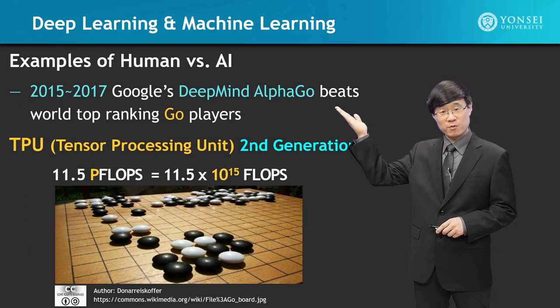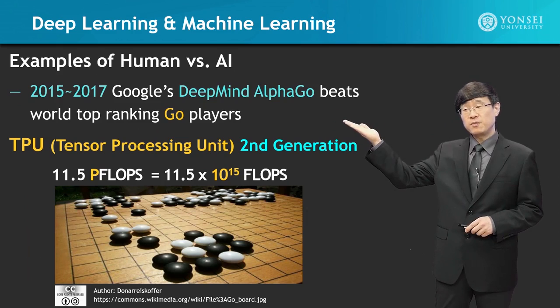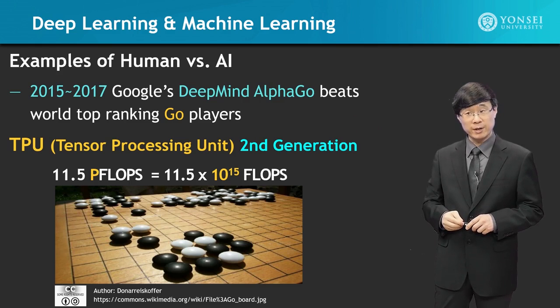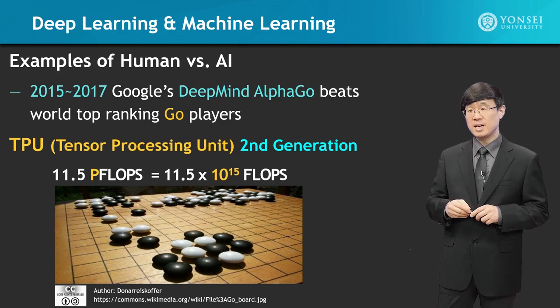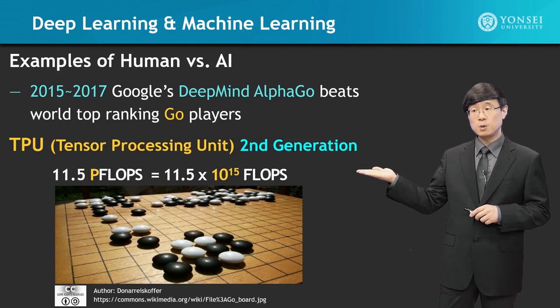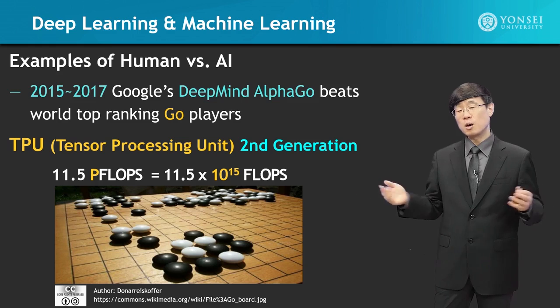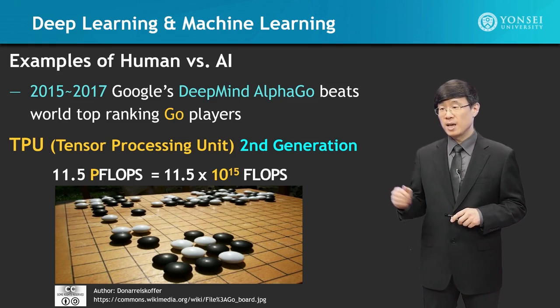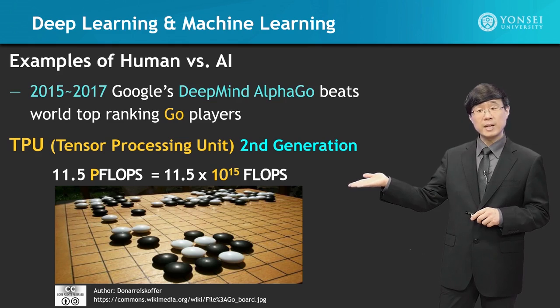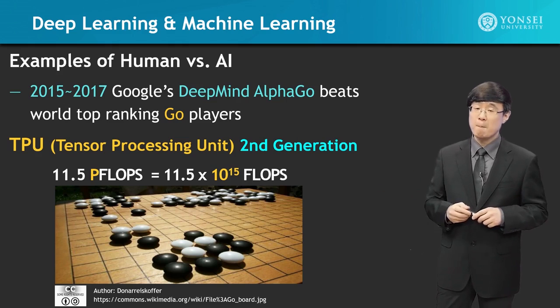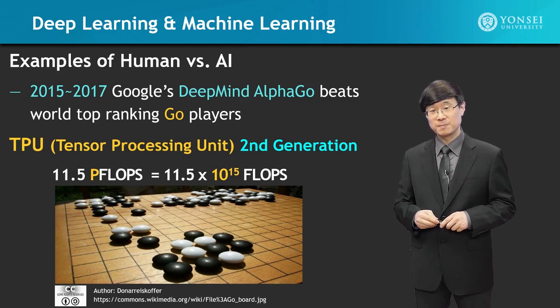Examples of human versus artificial intelligence. From 2015 to 2017, Google's DeepMind AlphaGo beats top-ranked Go players. And in this system, one of the recent ones that were used at the end in 2017 was the second generation TPU. TPU stands for Tensor Processing Unit. The overall combined processing capability of this system is 11.5 petaflops. That is 11.5 multiplied by 10 to the power of 15 flops. That's a truly tremendous amount of computation capability.